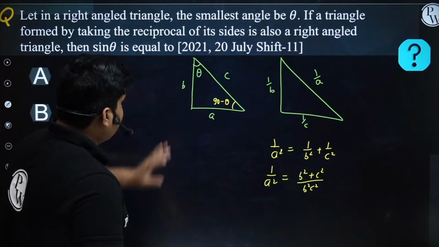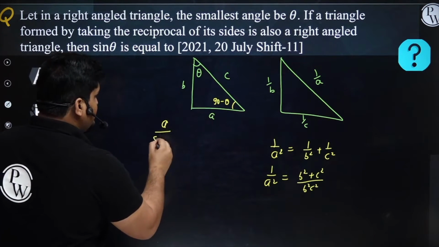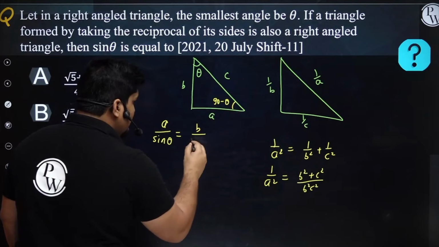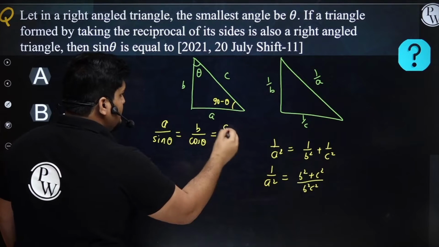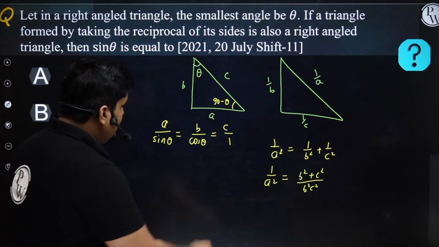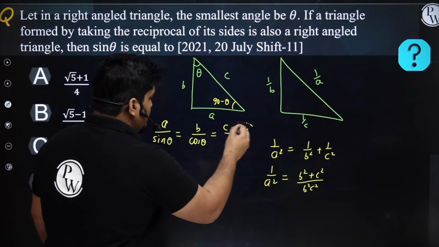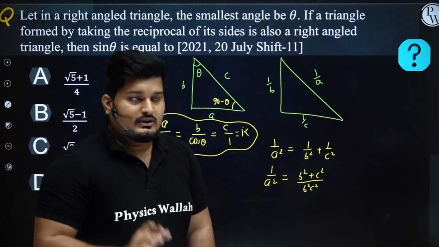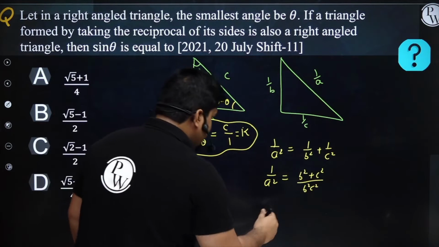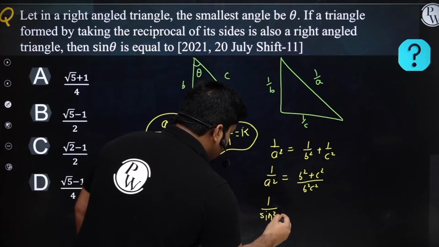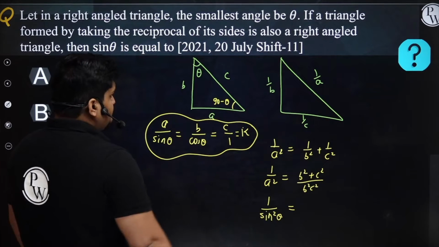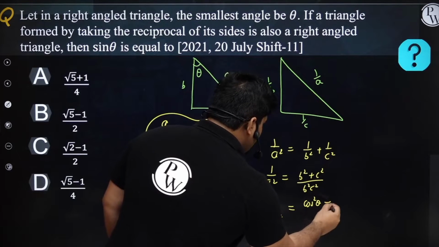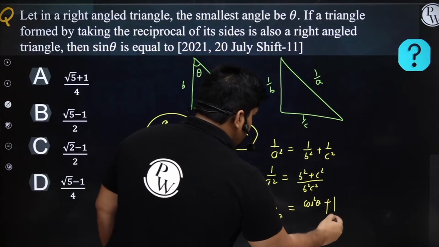How? You see, in this triangle, can I say that A upon sine theta is going to be equal to B upon sine (90 minus theta), which becomes cos theta, which is equal to C upon sine 90, which is 1. Let's say this is equal to some constant k. That 2R I am taking as k. So I can replace A with k sine theta. So 1 upon sine square theta is equal to the expression with B square, where B will be k cos theta. K will cancel out definitely.